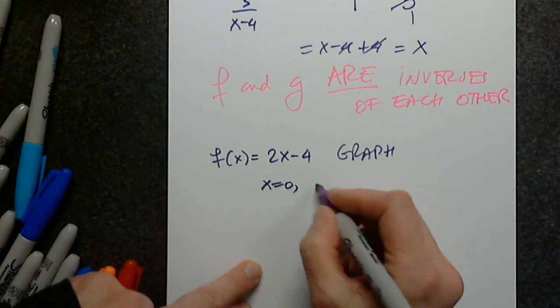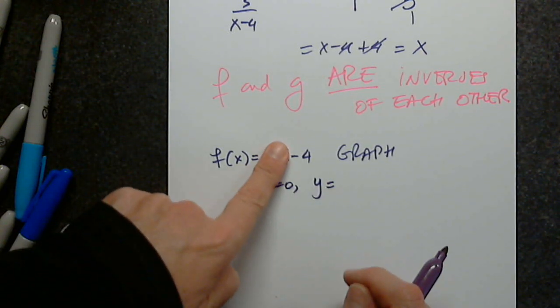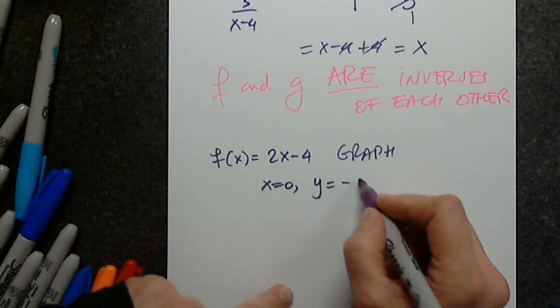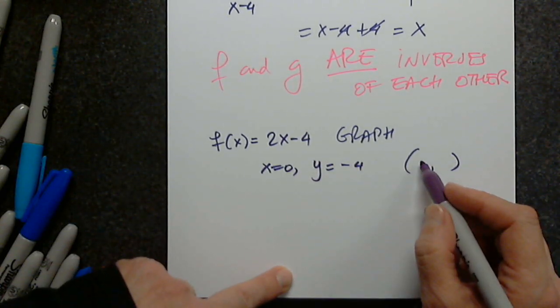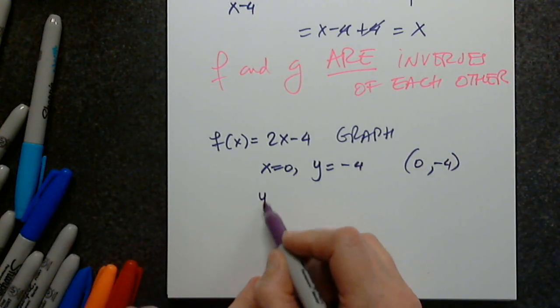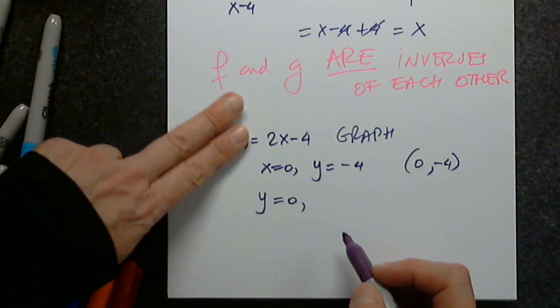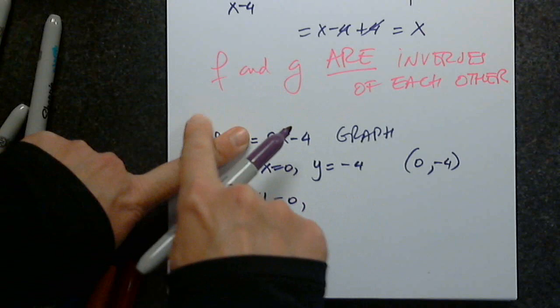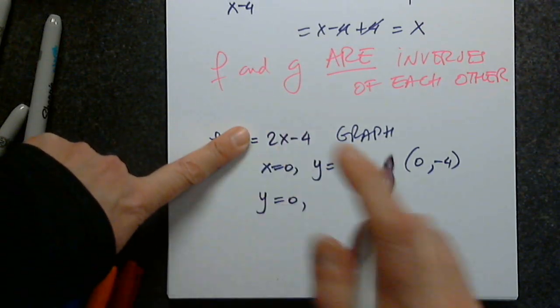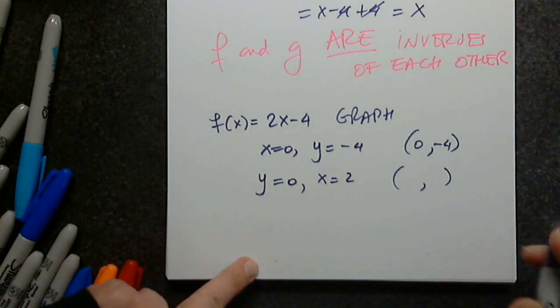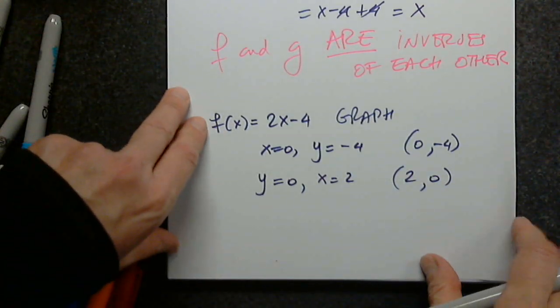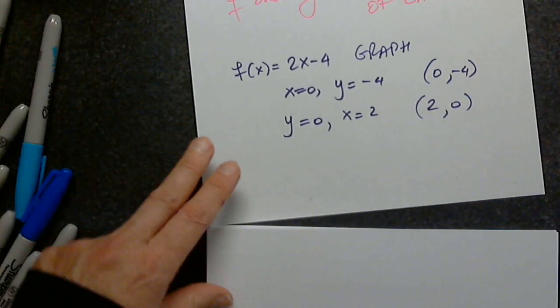So when x is 0, how much is y? Very good. Can you give us the first ordered pair, which is the y-intercept? Okay, so now I want y equals 0. Move 4 and divide by 2. 2. Excellent. What is the other ordered pair? 2 and 0. Perfect. I'm going to go to the next page.